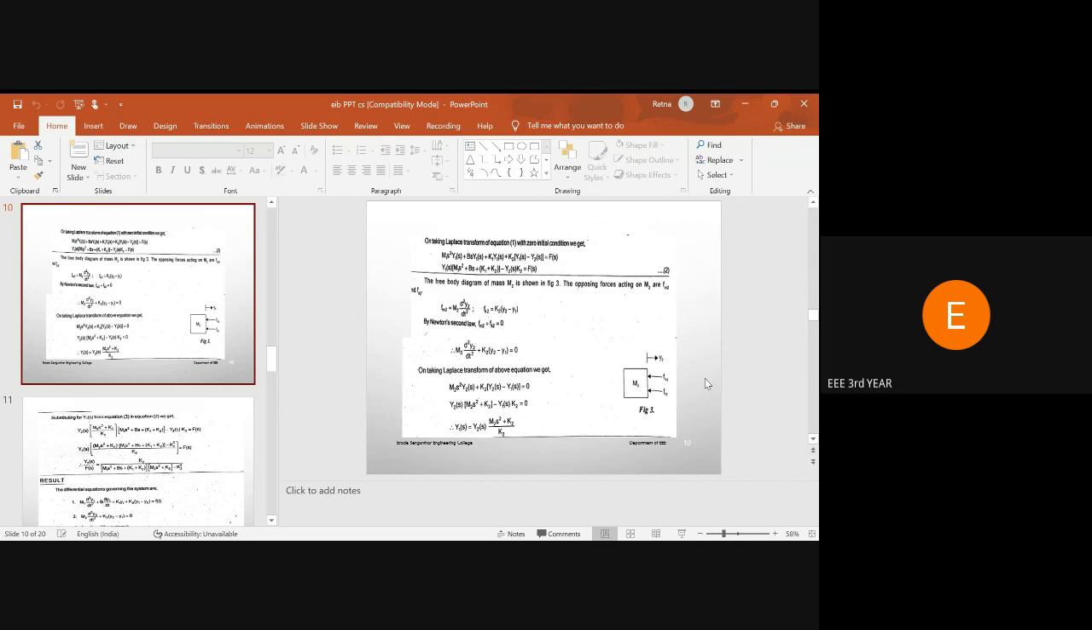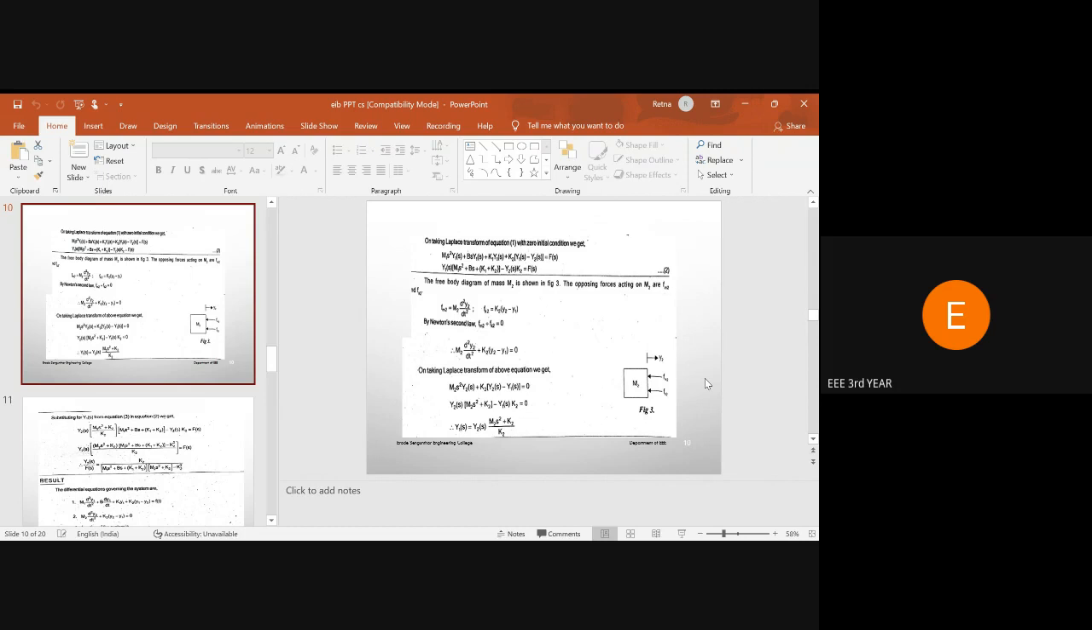In this mass, displacement y2, but in this mass there is no applied force. So, by Newton's law, applied force equals opposing force. In this mass, applied force equals 0. Therefore, F m2 plus f k2 equals 0.